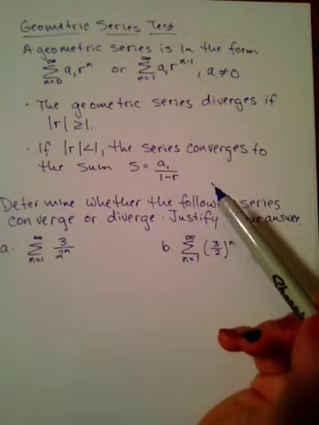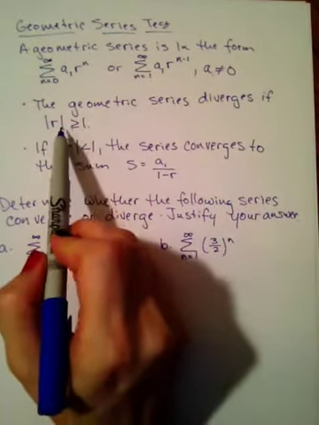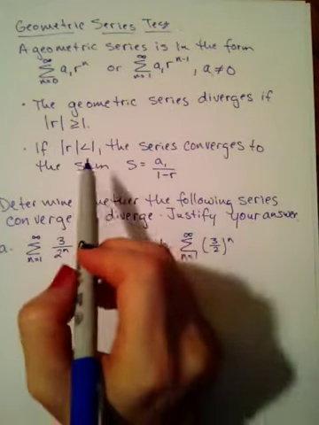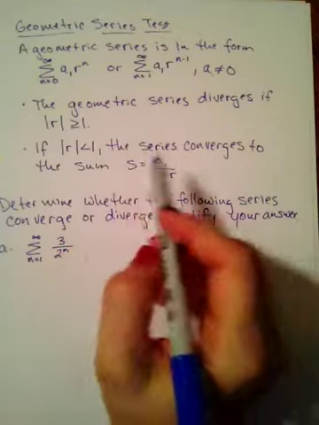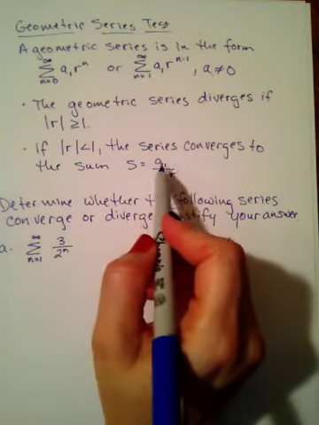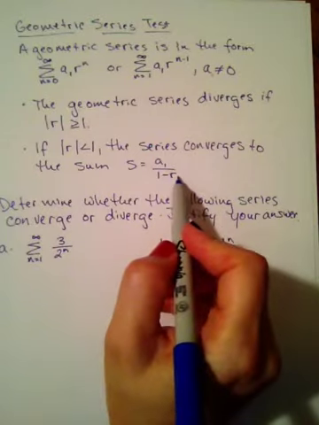So for our geometric series test, we know that our series will diverge if the absolute value of r is greater than or equal to 1, and it will converge if it's less than 1. In fact, we know what it'll converge to. The sum of the series will equal the first term divided by the quantity 1 minus r.